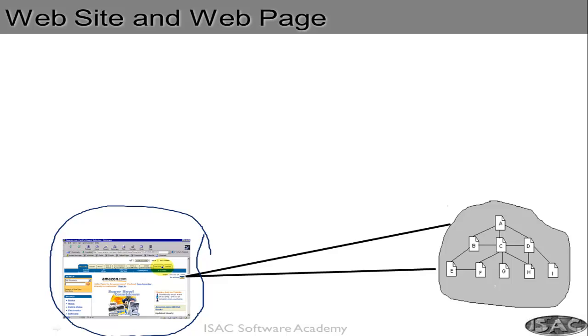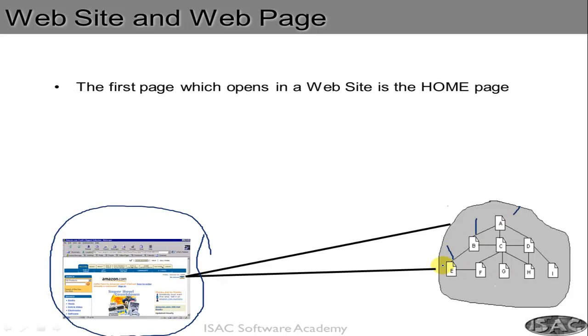And why is it happening? Because any website is made of multiple web pages. These are the various web pages, HTML pages, which a website might be made of. I have just given the names A, B, C, D, but this is what it is. So a website is built of multiple web pages.